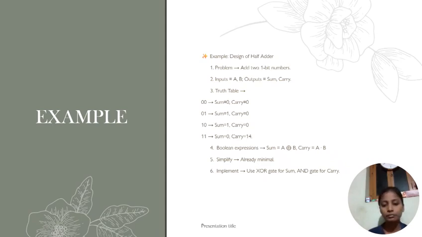And fourth, Boolean expressions. Sum is equal to A XOR B and carry is equal to A AND B. Simplify: already minimal. And finally, sixth, implement. Use an XOR gate for sum and an AND gate for carry.